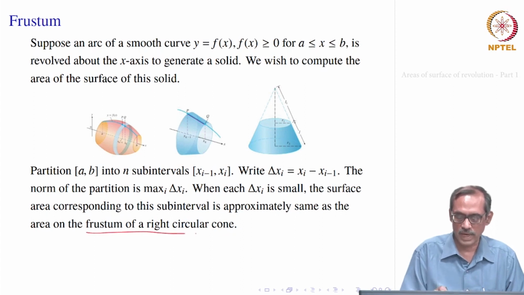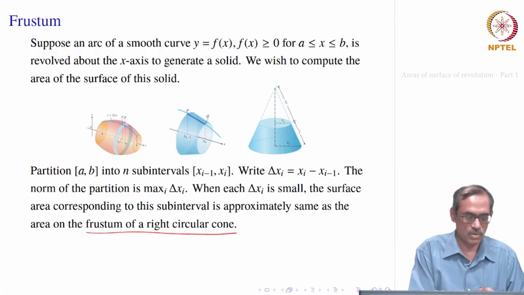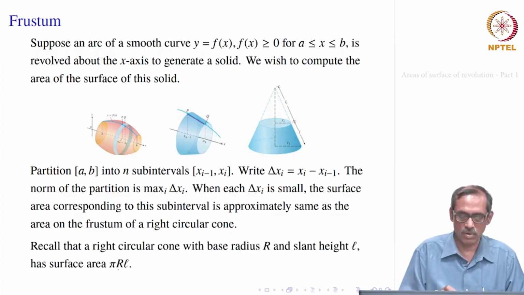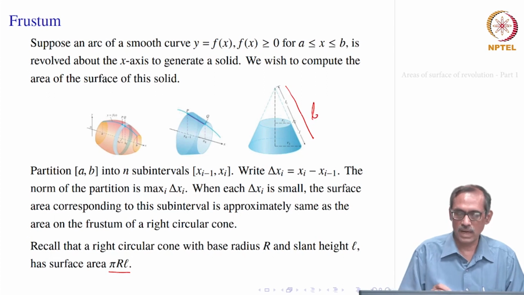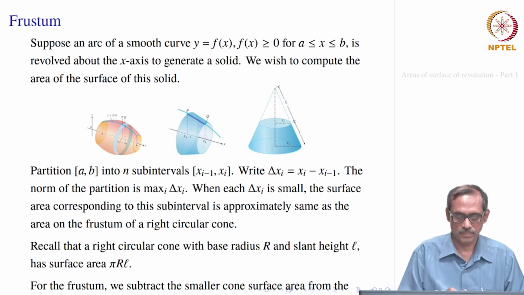It is the frustum of a right circular cone, that is what we think. As you know, the surface area of the cone will be pi r times L, where L is the slant height. So, if that is your L and r is the radius of the base, then the surface of the cone will have the area pi r L. So, using that we will compute this area of the frustum.